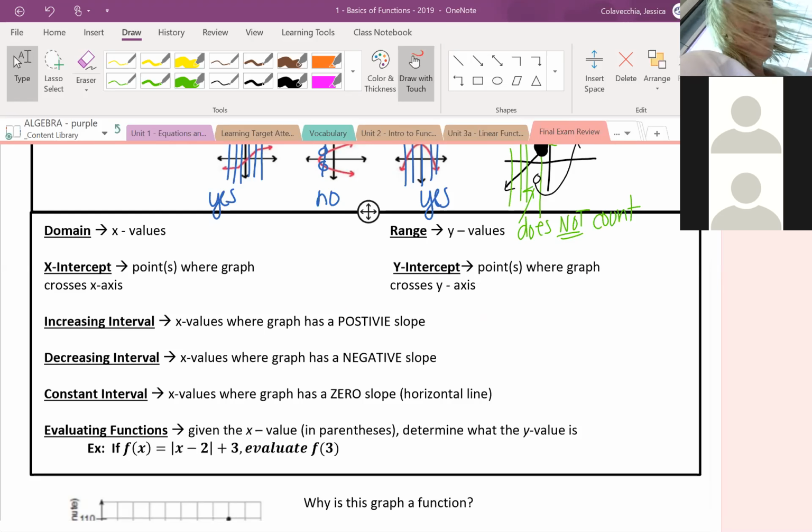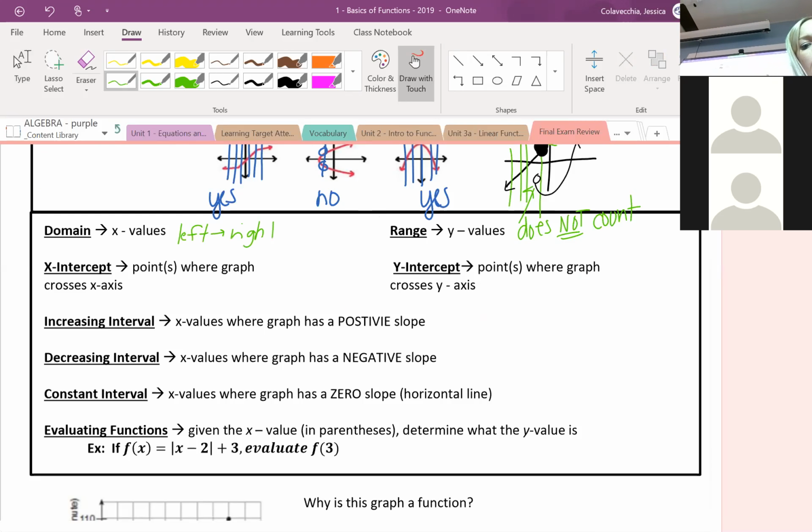If you want to give me a second and write that down. So domain is left and right. Range goes up and down. You would start furthest left if you were listing domain, and then end where it goes furthest to the right. Range, I probably should have written that backwards. You would start at the bottom, and then how far it goes up.